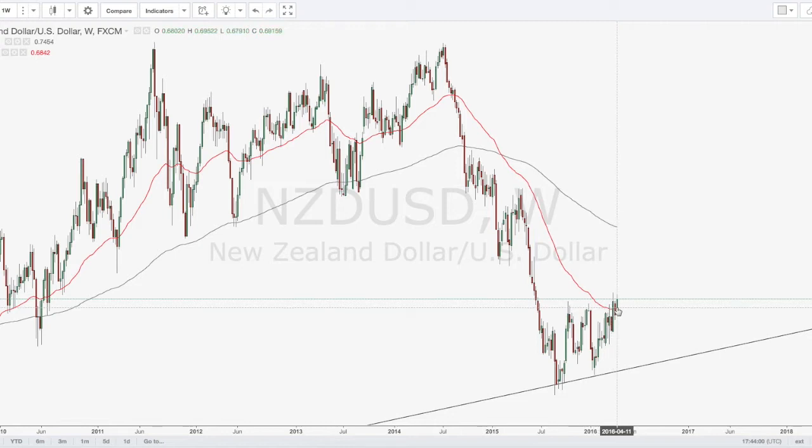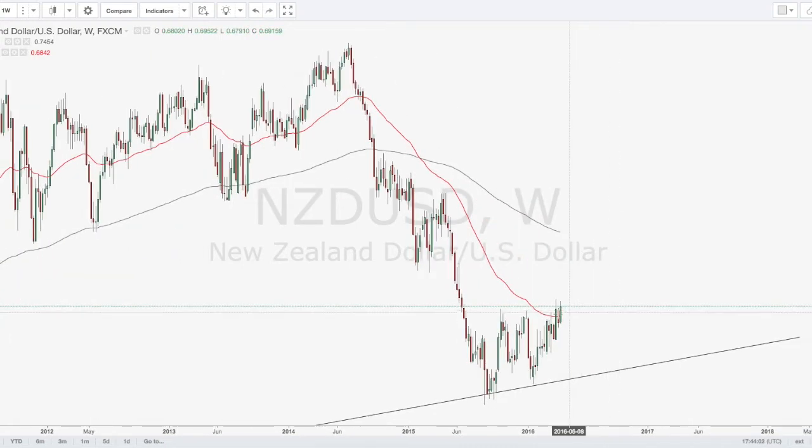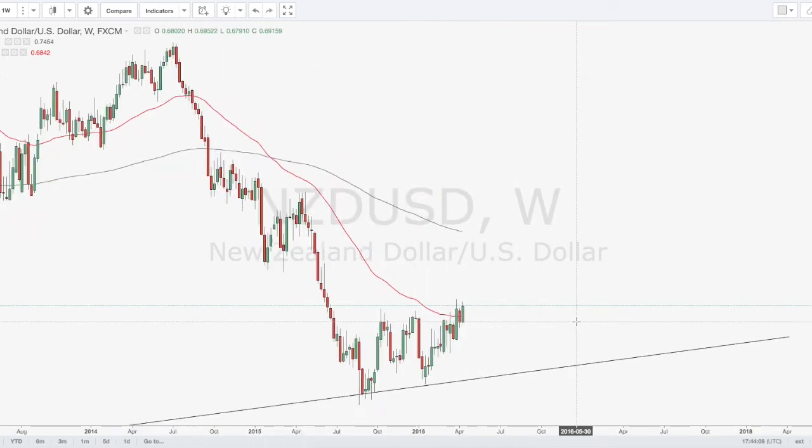Also, as you can see on the weekly, the last candle has closed above the 50 EMA, which is another bullish signal showing that the momentum's now traded above that level, and that this EMA is going to start curving back up towards the grey EMA here, which is the 200 EMA.